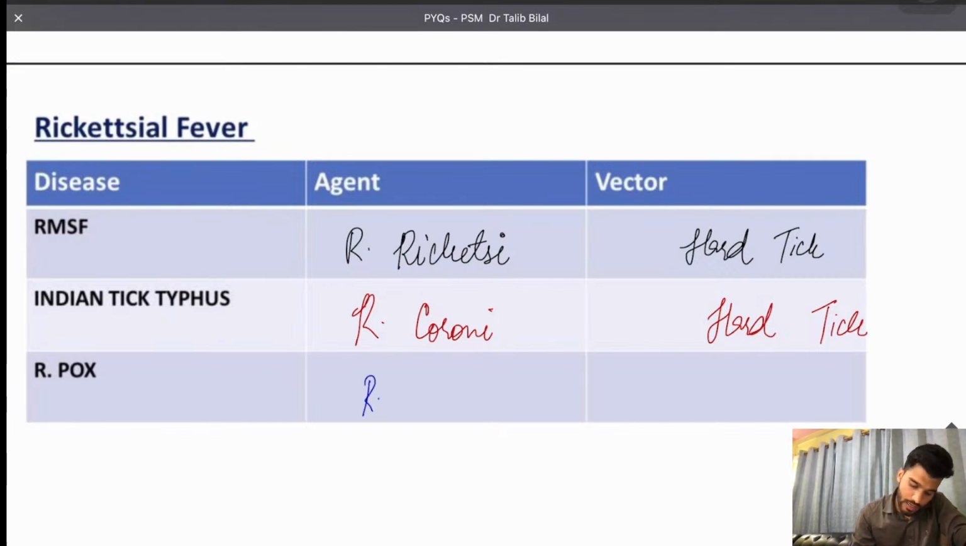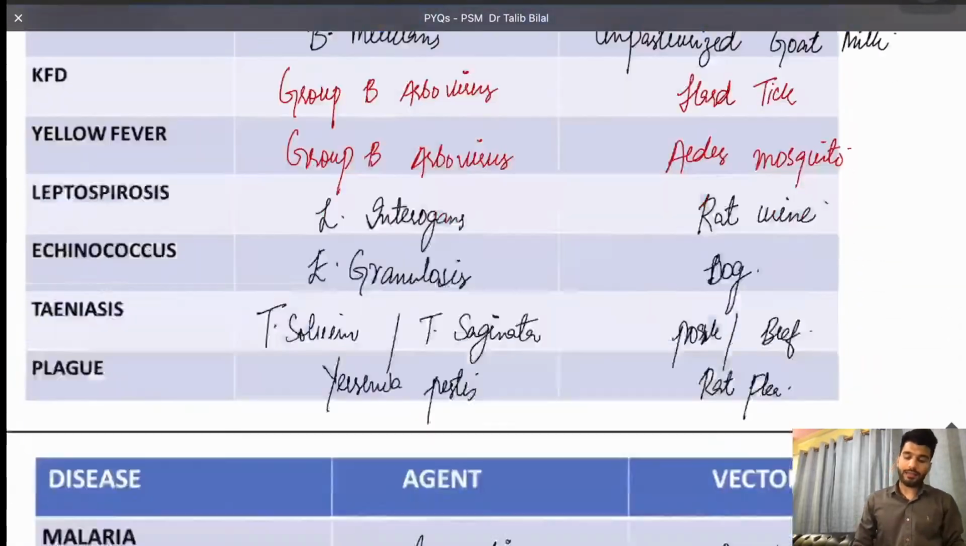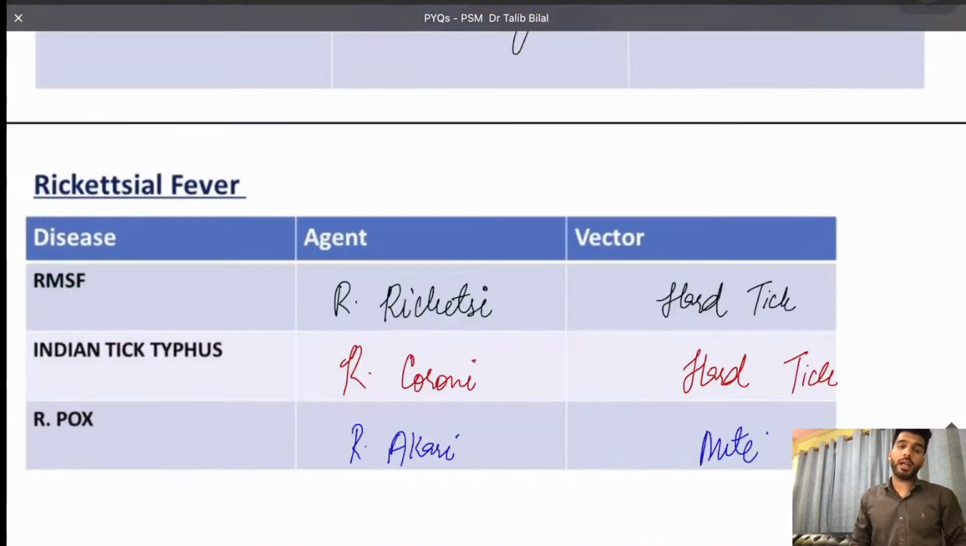Rickettsialpox is R. akari as an agent, and the vector goes with the mite. So remember all these diseases and the agent and vectors.